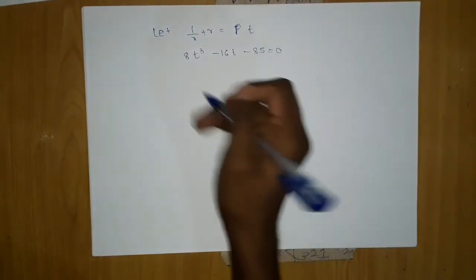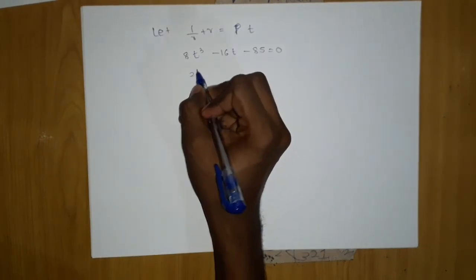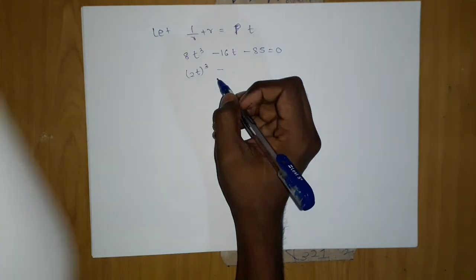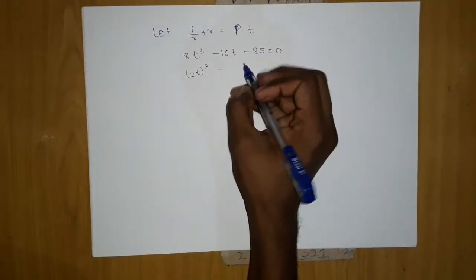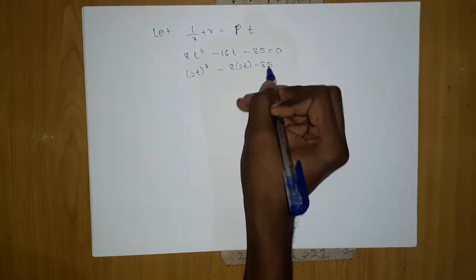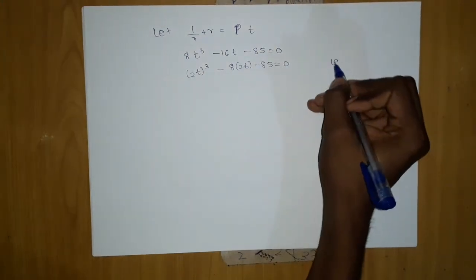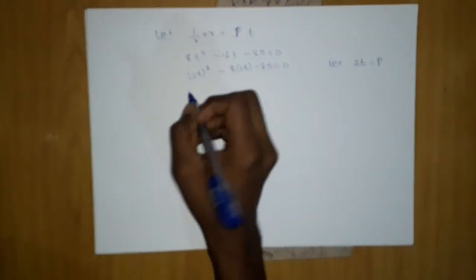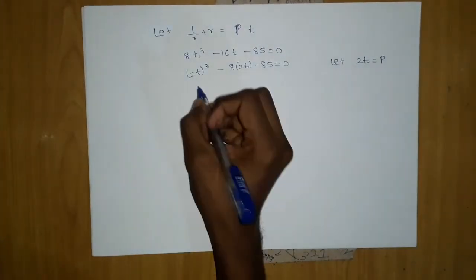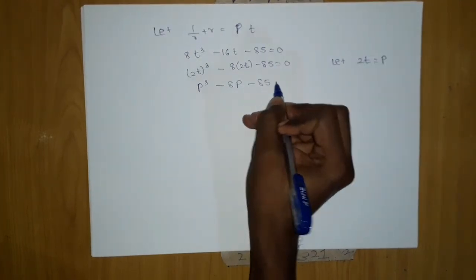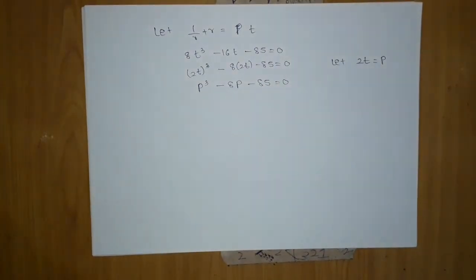Now if you observe clearly, I can write it as (2t) the whole cube minus 8 into 2t minus 85 should be equal to 0. So let 2t be p. Again, substitution will make our question easy. Then it will be p cube minus 8p minus 85 should be equal to 0. So now what can we do?